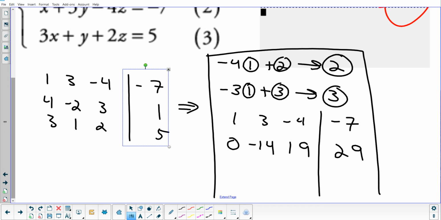Okay, now 1 times -3 plus 3. 0. 3 times -3 is -9, plus 1, -8. -4 times -3 plus 2. Be wonderful if they're all even. -7 times -3 plus 5. 20. 6. Okay, now we can multiply that row by 1/2.